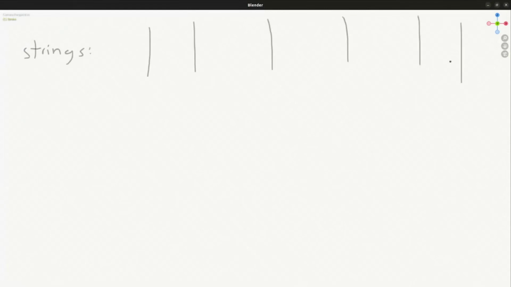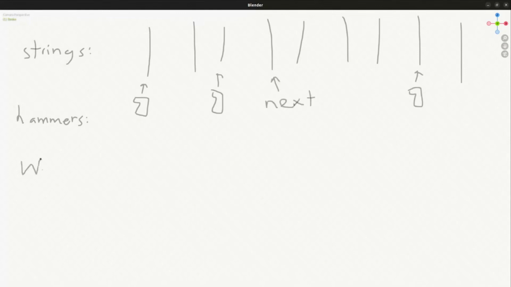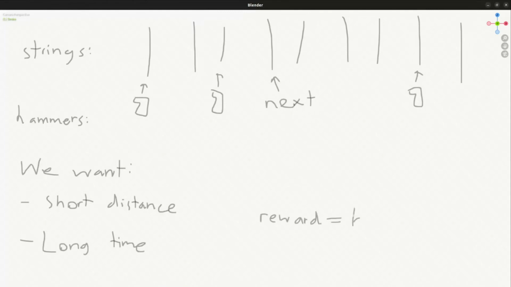We know which note each hammer played last and at what time, and we are trying to choose one of them to play the next note. Let's first define what a good choice is. We don't want the hammer to move too far or else it may look like a blur, and we want to have enough time since when the hammer last hit or else it may look too jarring.